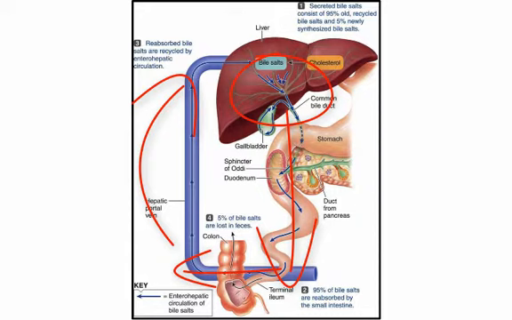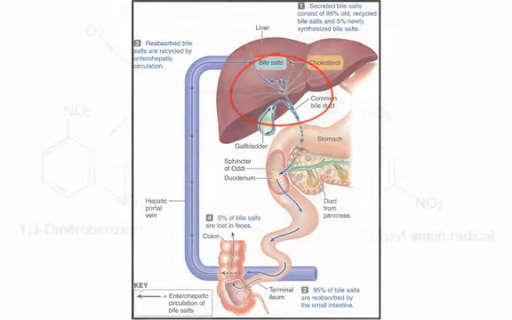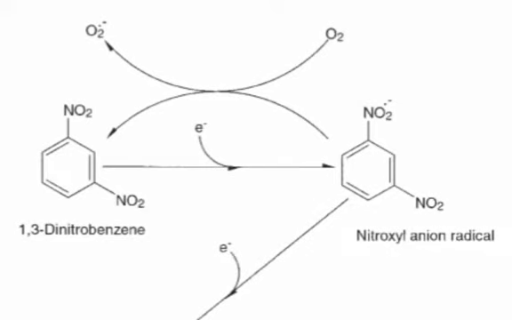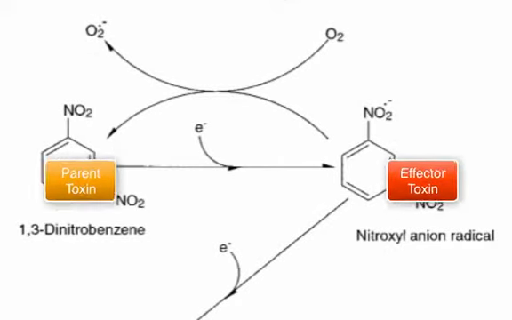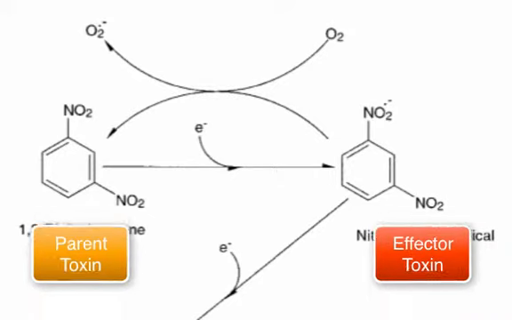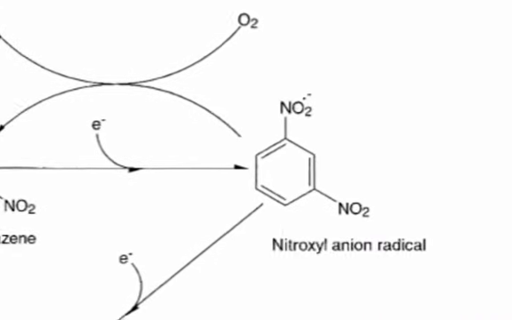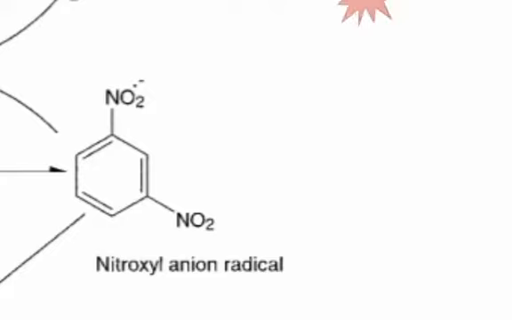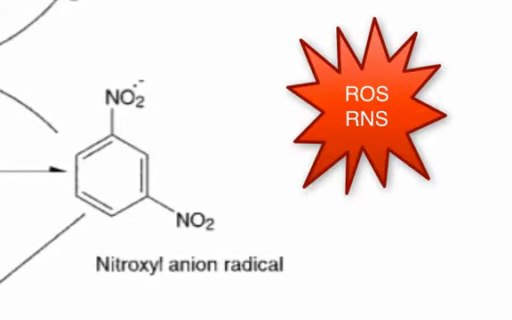This is a metabolism-dependent excretion due to the fact that dinitrobenzene must first be made hydrophilic and water-soluble prior to excretion. Studies also confirm that conjugated metabolites of dinitrobenzene are present in rat urine. Since the parent toxin is different from the effector toxin, dinitrobenzene must first be metabolized before exerting its toxicity. The effector toxins are the nitroxyl anion radical, as well as various other types of reactive oxygen and nitrogen species.